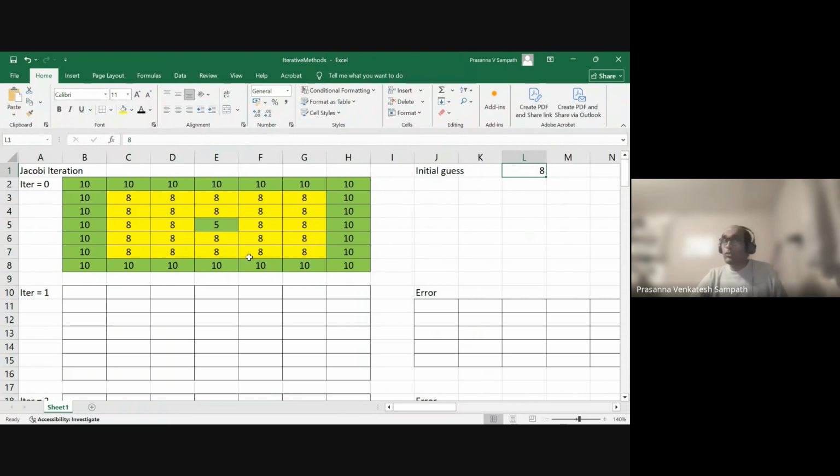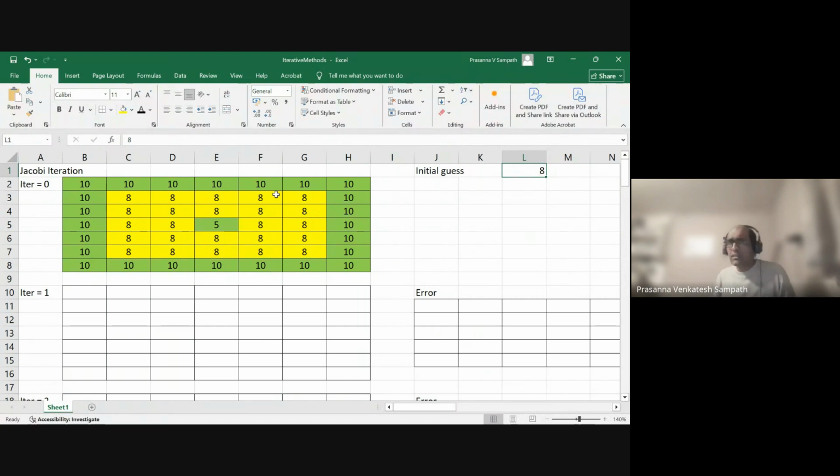Now, using this, I'm going to solve this with two methods. One is the Jacobi iteration method. I've set it up in Excel. It's very straightforward, you can all do it also. So this is the 0th iteration. The 0th iteration is my initial guess.